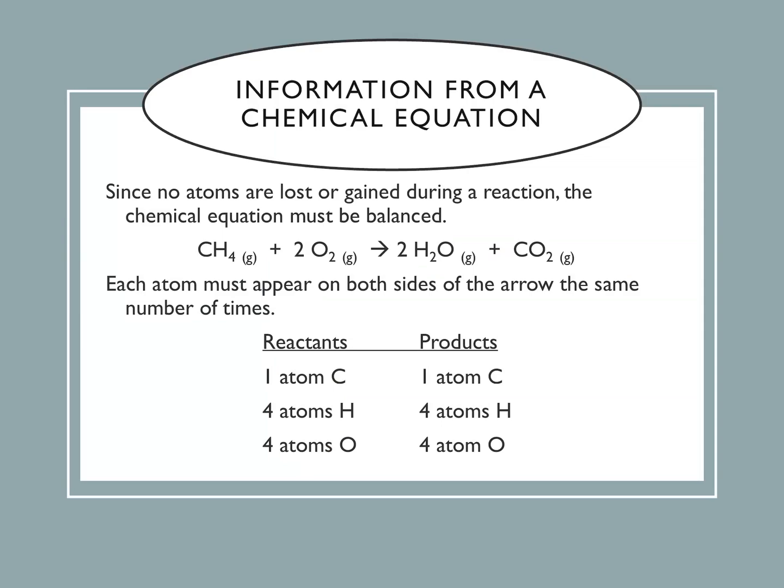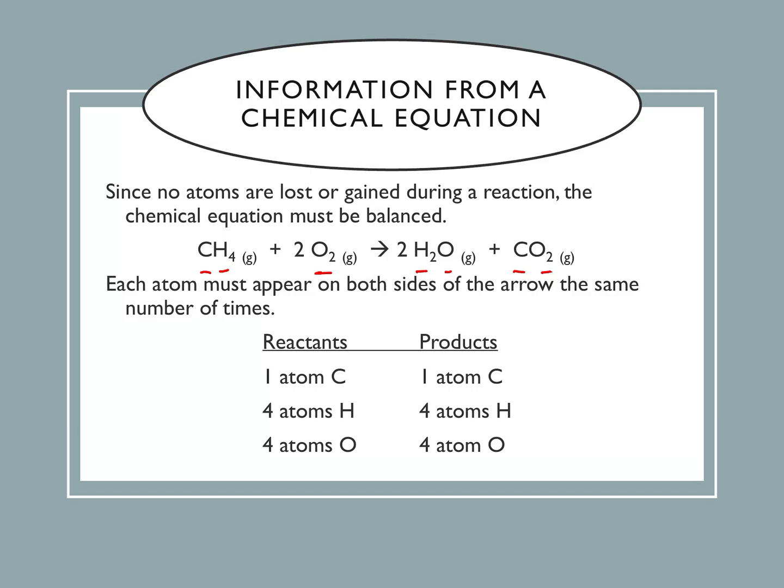Like I said, since no atoms can be gained or lost during a chemical reaction, we have to balance it. If we look at this, say that these 2s weren't there. We would have 1 carbon, 1 carbon. We would have 2 oxygens and 1 plus 2, which would give us 3 oxygens on that side. So that means it's not balanced. We also have 4 hydrogens and only 2 hydrogens here. So again, it wouldn't be balanced. So instead, we add in these coefficients so that we make sure there are the same number of atoms on each side of the reaction.